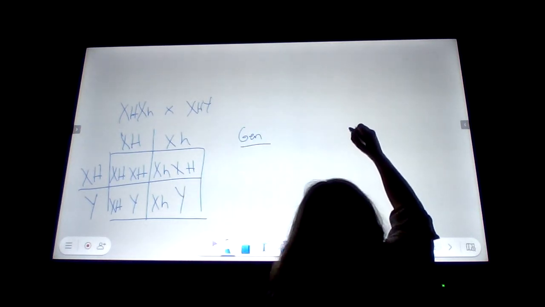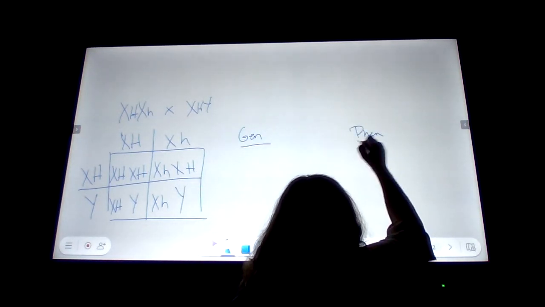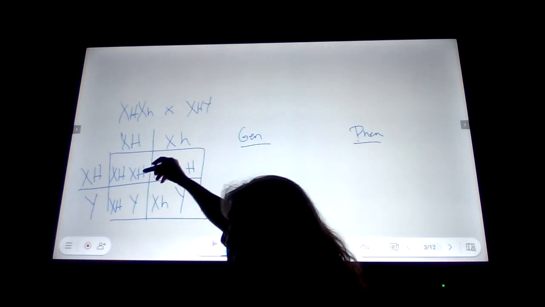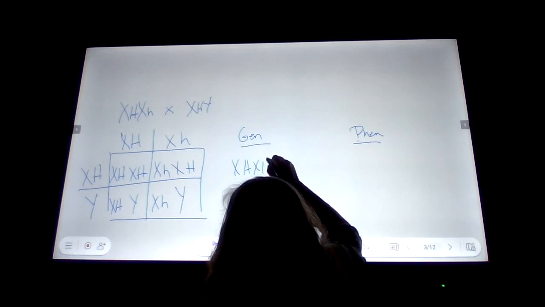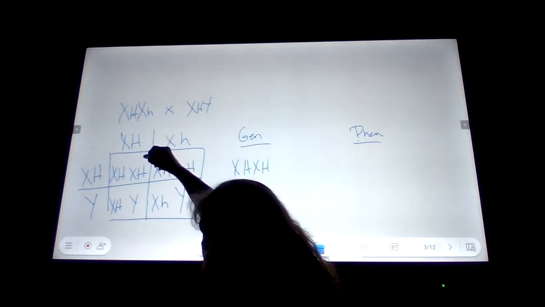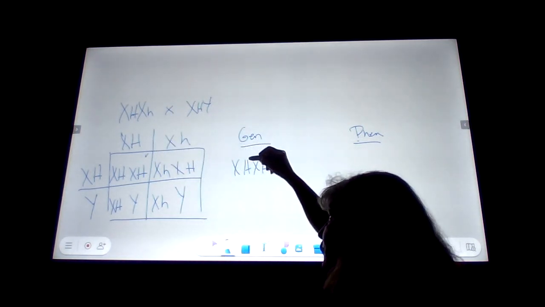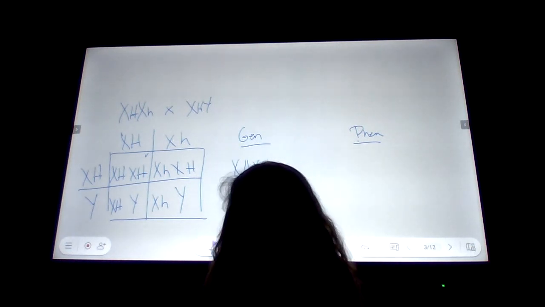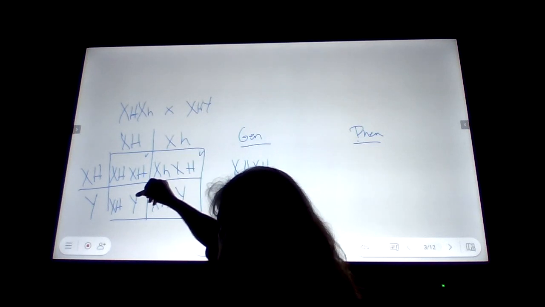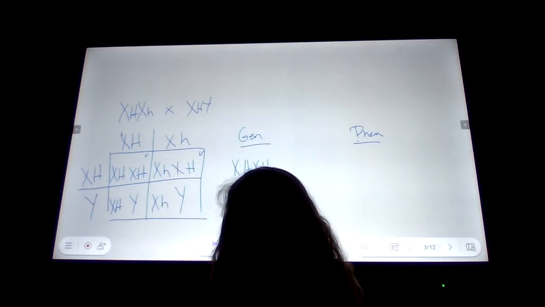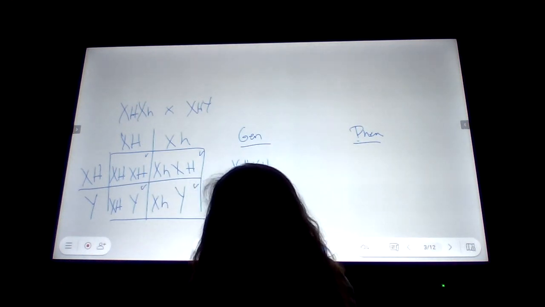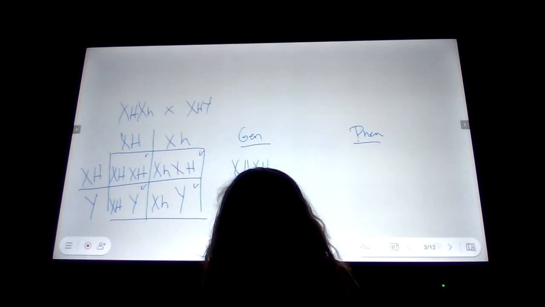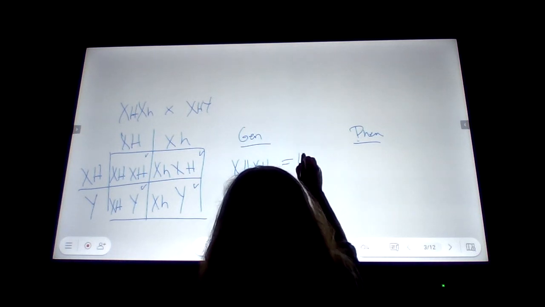Here's my genotype. Here's my phenotype. Look at the letters in my boxes. I've got an X big H, X big H. I like to make little tick marks because then I know I've counted them. I've got an X big H, X little h. I've got an X big H Y. And I've got an X little h Y. And all of these are 1 out of 4.